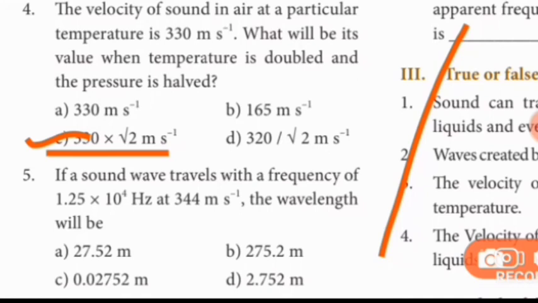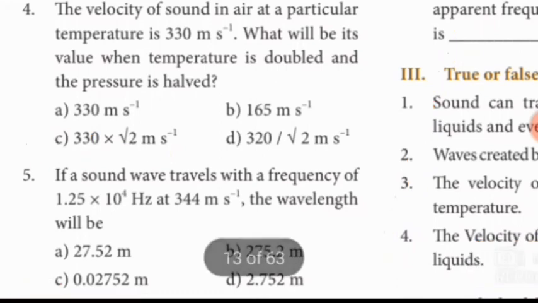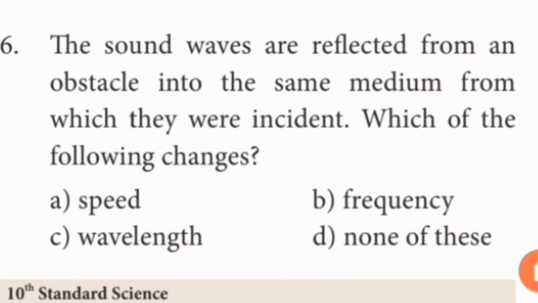Fifth question, if a sound wave travels with a frequency of 1.25 into 10 power 4 hertz at 344 meter second inverse, the wavelength will be: 27.52 meter, 275.2 meter, 0.02752 meter, 2.752 meter. The answer is C, 0.02752 meter.